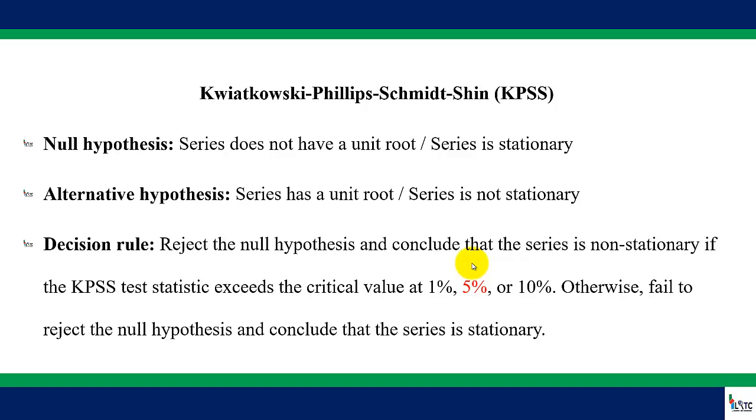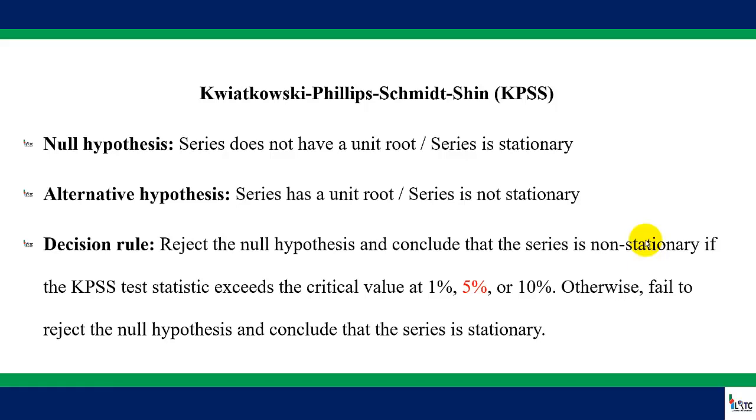Let me read it out. Reject the null hypothesis and conclude that the series is non-stationary. You know, for ADF and PP, it was stated that you reject the null hypothesis and conclude that the series is stationary. But in this case, it is non-stationary. If the KPSS test statistic exceeds the critical values, either 1%, 5%, or 10%, you just need to pick one or two, preferably 1% and 5%. Otherwise, fail to reject the null hypothesis and conclude that the series is stationary.